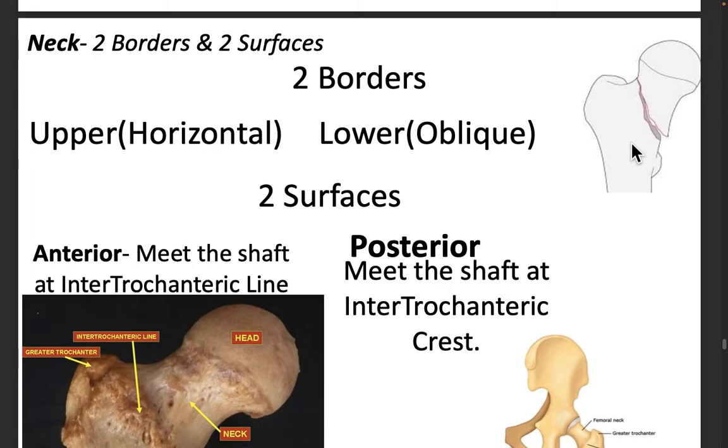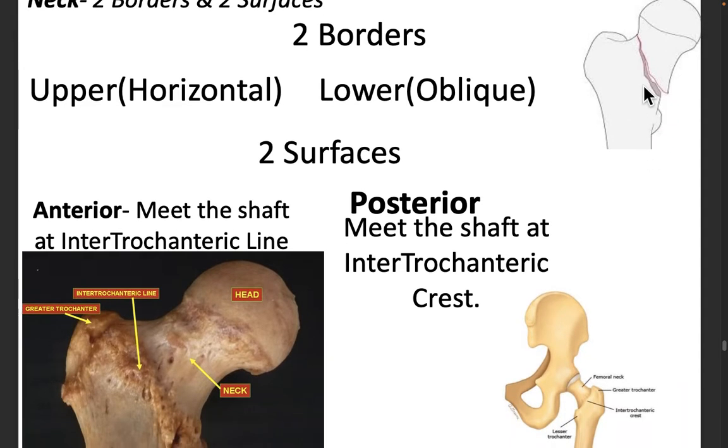If you try to connect both the greater and the lesser trochanter, you will find a line that is the lower part of the neck of femur, and that is oblique. The upper part is more horizontal and the lower part is more oblique. Now, if we talk about the surfaces, we have two: the anterior surface that we can see right here, and the posterior surface on the opposite side.